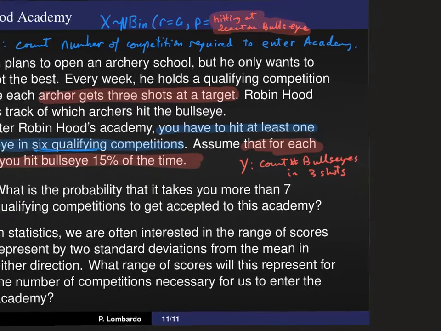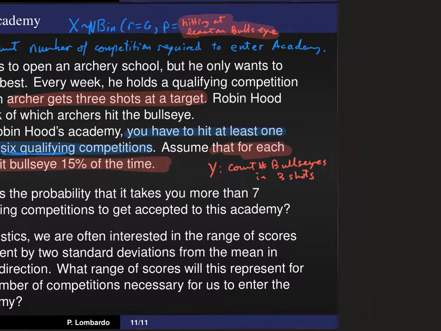Now we have a fixed number of shots that we're taking. So if we think about what kind of random variable, since we have a fixed number of repetitions and we have a probability of success 0.15, Y is actually going to be binomial, where n is equal to 3 and p is equal to 0.15, right? And in this case, our success is defined as hitting a bullseye.